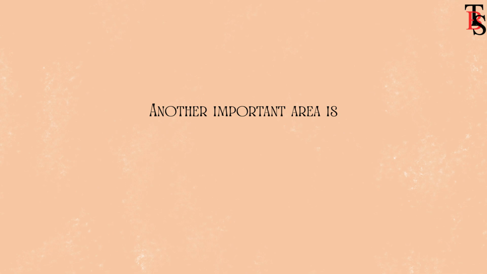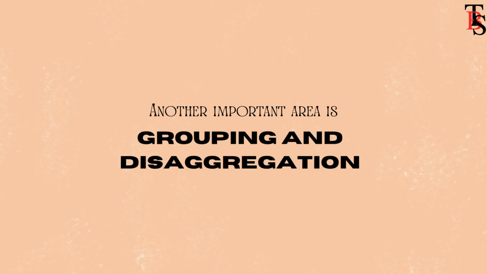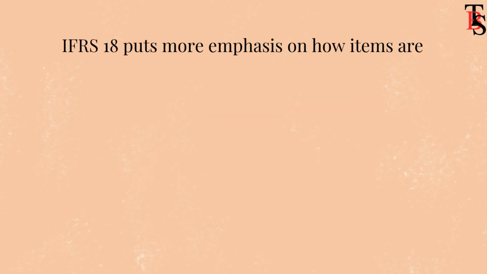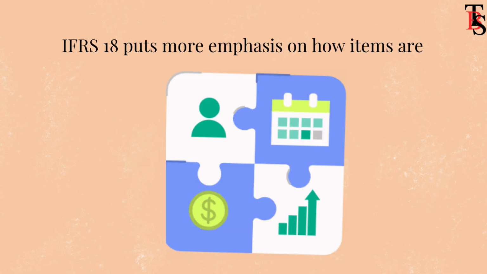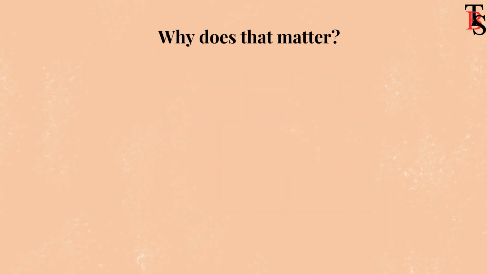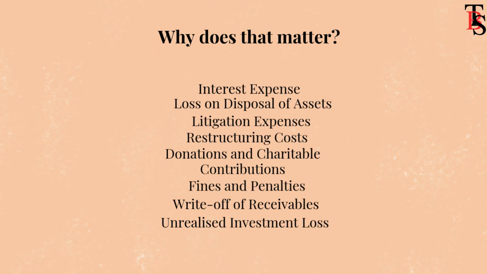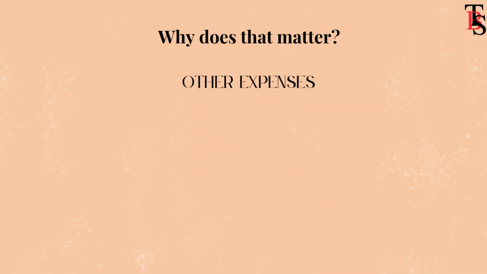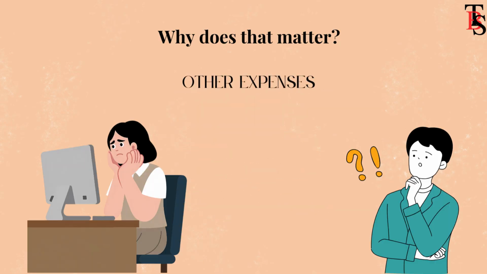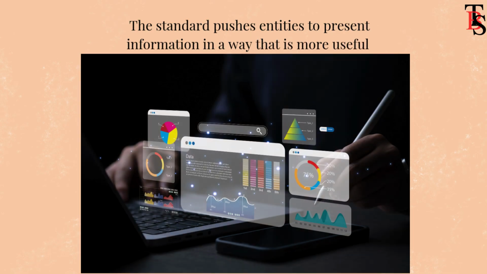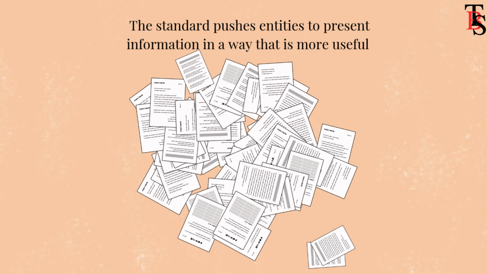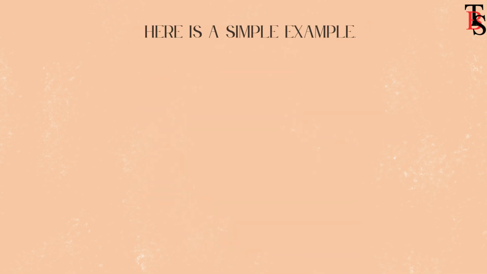Another important area is grouping and disaggregation. IFRS 18 puts more emphasis on how items are grouped together or separated. Why does that matter? Because if too many things are dumped into one line like other expenses, users cannot really understand what happened. The standard pushes entities to present information in a way that is more useful and not overly aggregated.